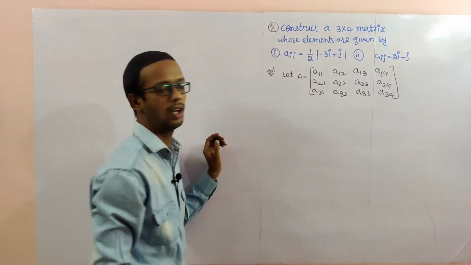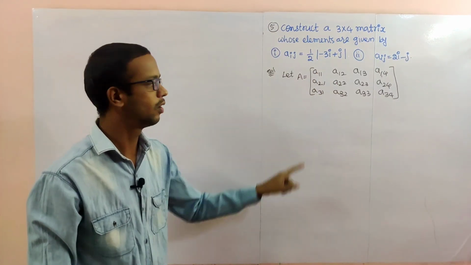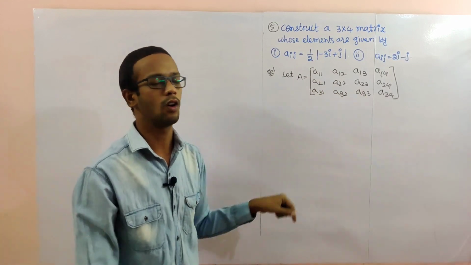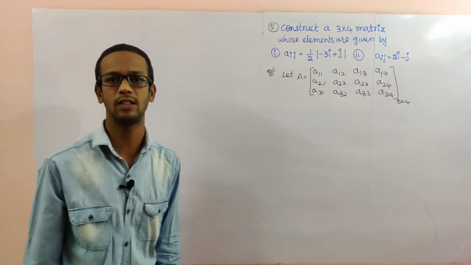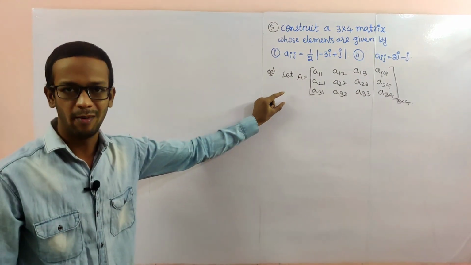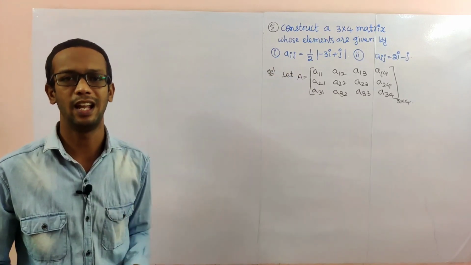How many rows are there here? Horizontal lines are called rows. How many rows are there? 3 rows. How many columns are there? 4 columns. So this is a 3 by 4 general matrix. First you have to write this general matrix. Then by the condition we have to find each and every element.